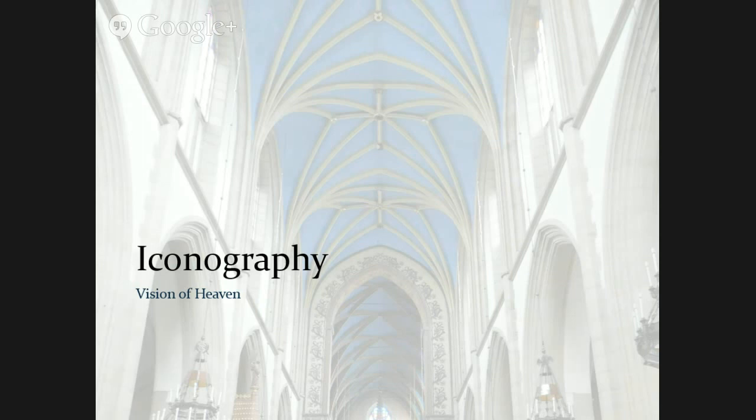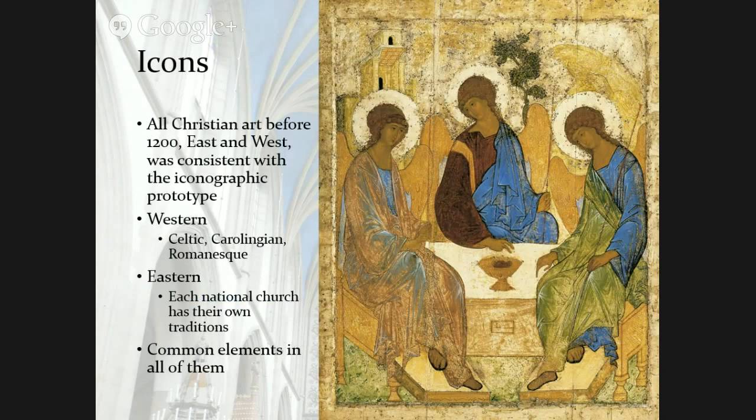iconography. And this is going to show us heaven. So this is the first form of Christian art. All Christian art before 1200, both in the East and the West, was considered to be part of this iconographic type. In the West, you get different forms under Celtic, Carolingian, Romanesque icons. And then in the East, depending upon which country you're in, there are slight differences between the different forms of icons that you see there. But between all of these, there are some similar elements.